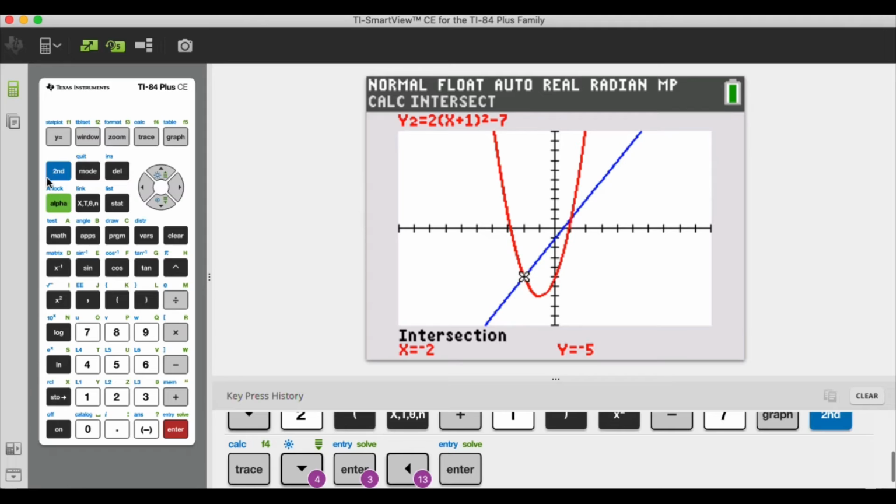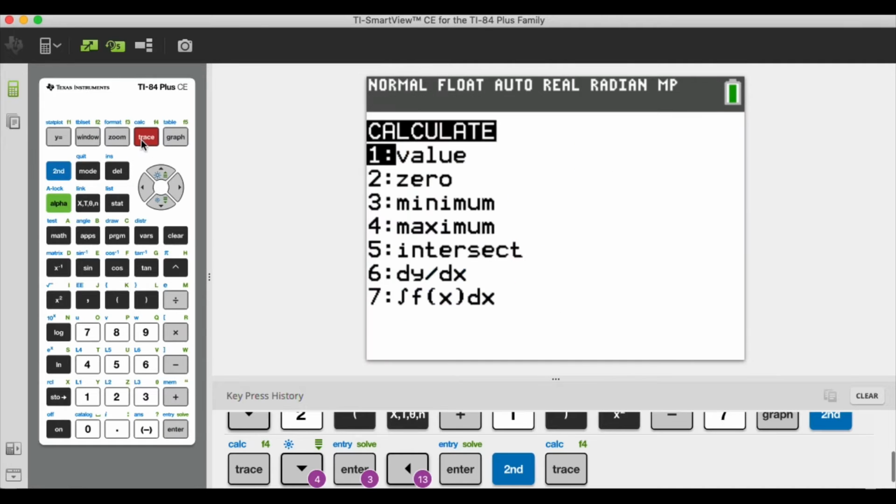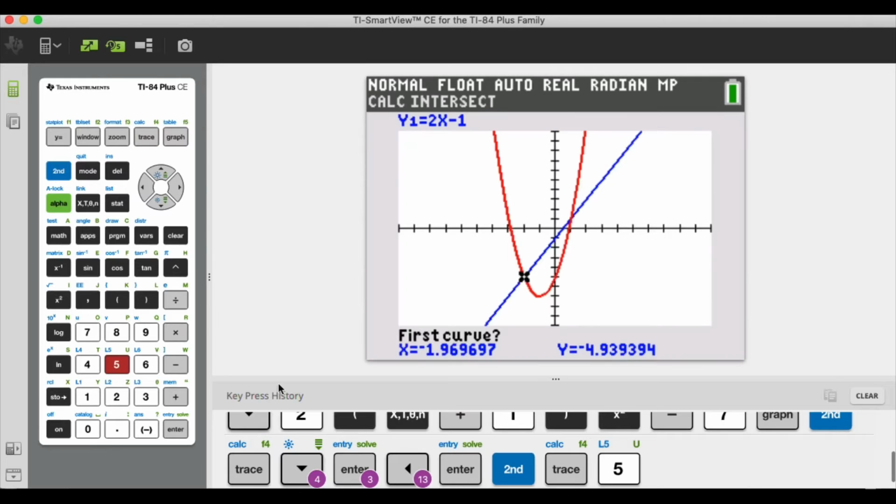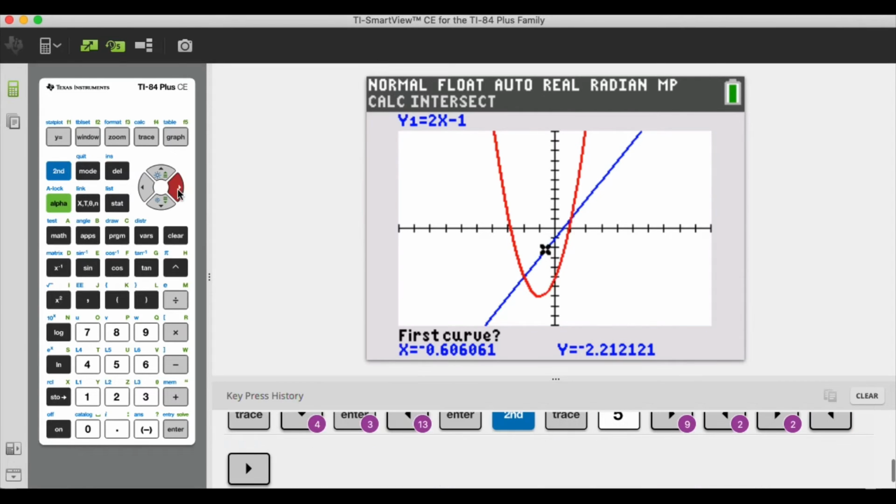Notice I do have another intersection point over here. So I'm going to do the same thing. I'm going to hit second, trace, and this time I'm just going to hit 5. Notice the 5 here, so I'm just going to push 5. Same situation. I'm going to push over. Notice I'm on the right curve. Now to swap curves, to swap functions, I can just push up and down. Notice that swaps the functions. So just hit enter. And the second one, I push enter again.